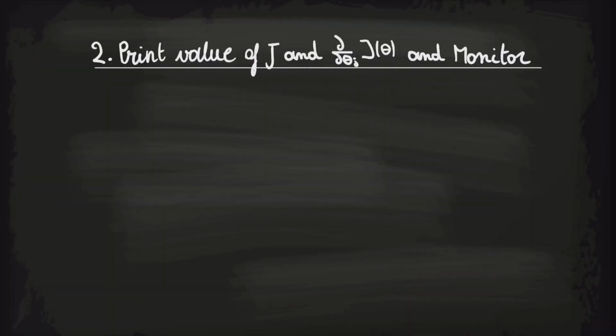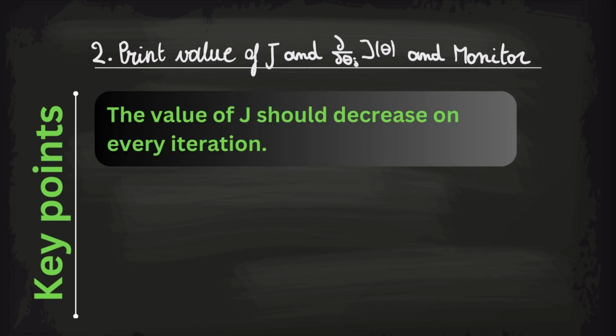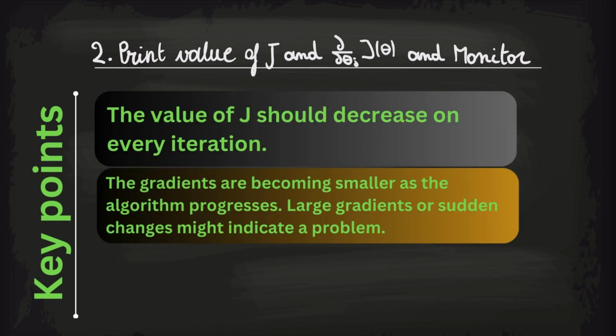A second method of checking if gradient descent is working correctly is to print the value of J and the value of the gradients and monitor its behavior. Some key points to look out for are: the value of J should decrease on every iteration. The gradients are becoming smaller as the algorithm progresses. Large gradients or sudden changes might indicate a problem.